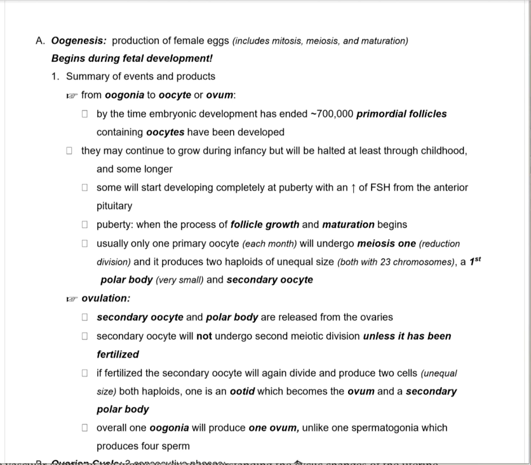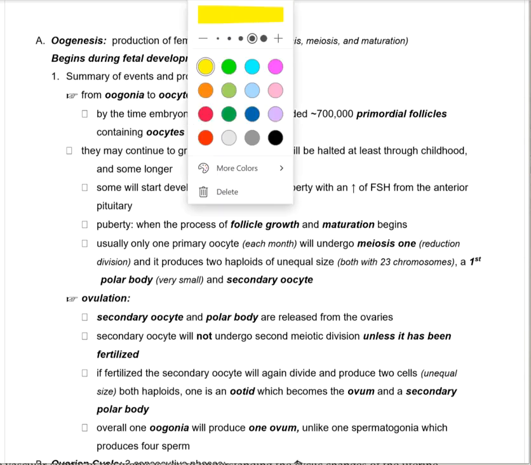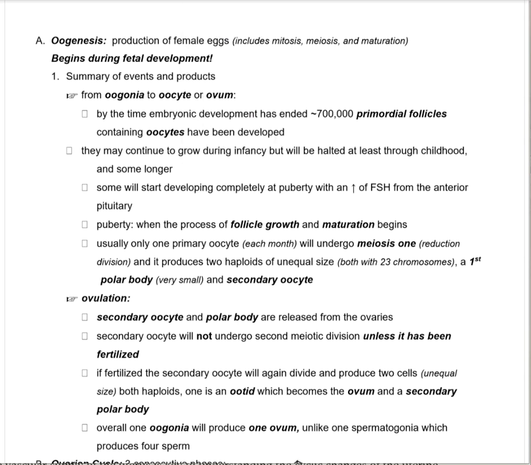So we want to look at production of female eggs. And it goes through multiple stages. We have to go through mitosis, also meiosis, and then the eggs have to mature and then eventually be ovulated. Okay, and this begins during fetal development. Amazingly, things are already starting during fetal development to allow the ovary to release eggs throughout life. And so by the time embryonic development has ended, there are about 700,000 primordial follicles that have been produced. And in those, remember, they're just a thin, one layer, simple squamous epithelium surrounding an oocyte.